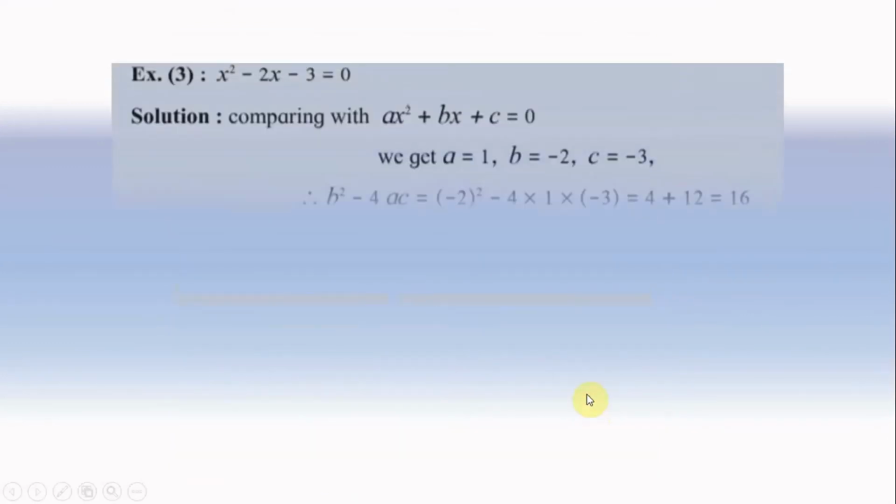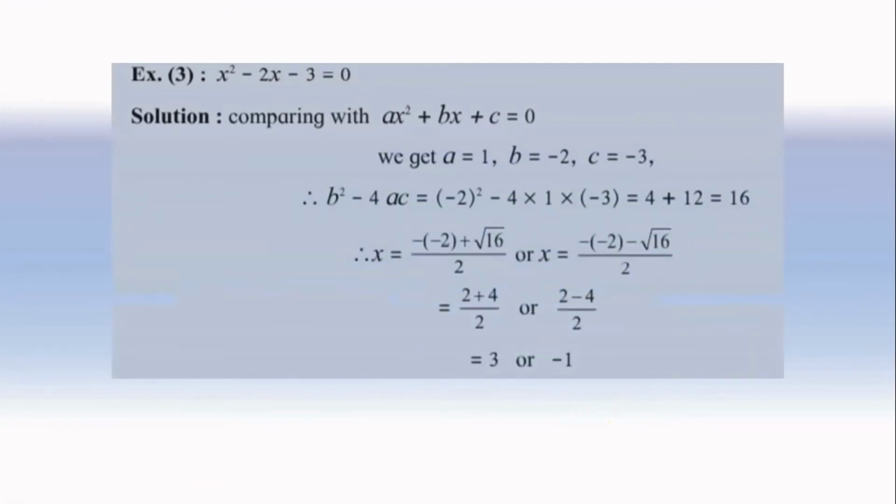Understood? We will go ahead. Here is a third question where again an equation is given, x square minus 2x minus 3 is equal to 0. In this case a is equal to 1, b is equal to minus 2 and c is equal to minus 3. Nothing, simply we have to substitute in the formula. Take care that you are substituting the values correctly, using the signs properly and applying the principles of integers properly, and you will get the answer.